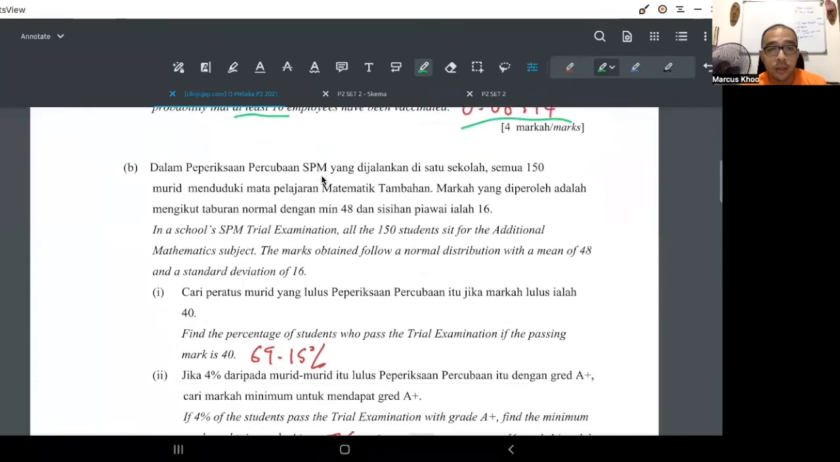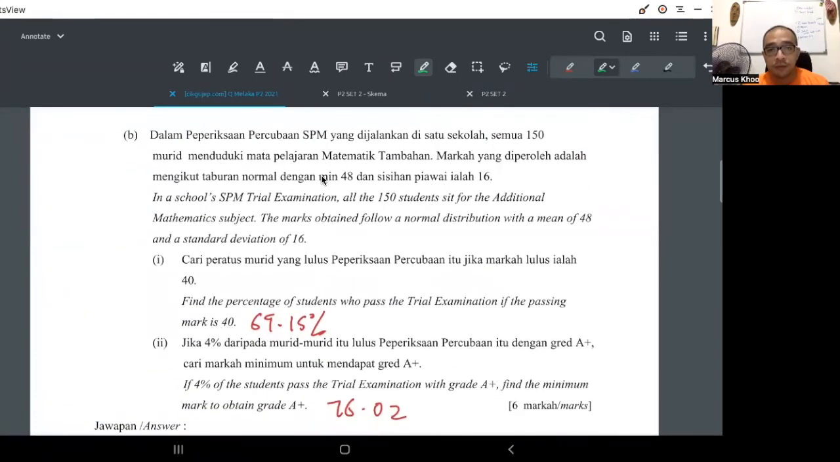All right, next one. Schools trial examination. 150 students sit for the additional mathematics subject. Normal distribution, okay, it says here. With a mean of 48, this is mu, and the standard deviation of 16, which is sigma. Find the percentage of students.